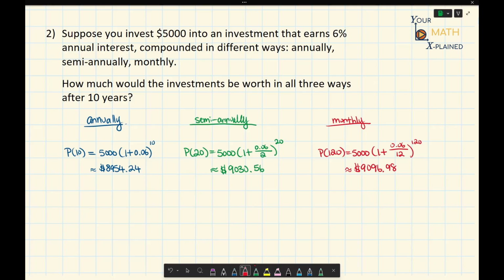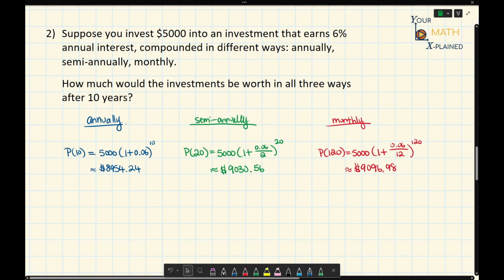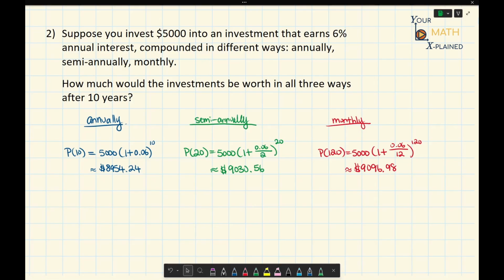So notice how for these three scenarios, our time frame is exactly the same. It's 10 years. But if the compounding happens more often, then we actually end up with more money. And that actually makes sense because if we have more compounding periods, then that means they pay you the interest more often. So you get to start earning interest on interest sooner.